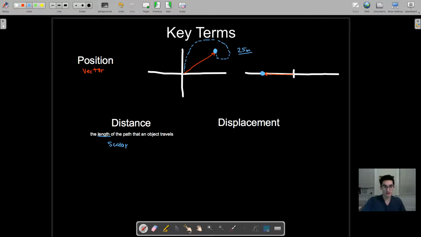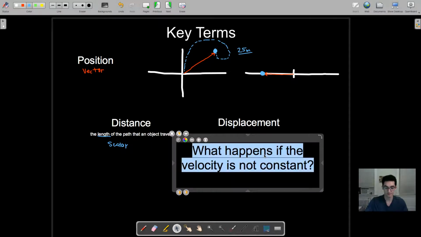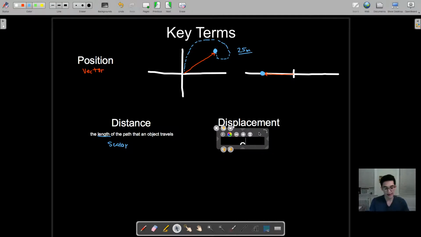Meanwhile, we also have another way to describe motion called displacement. Okay? And displacement we can define as a change in position. Displacement is just a change in position. And the difference between displacement and distance is displacement doesn't care about the path traveled. All it cares about is where you start and where you end. It's just about your change.